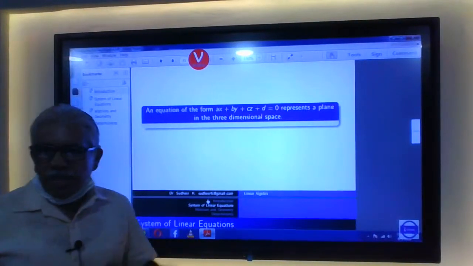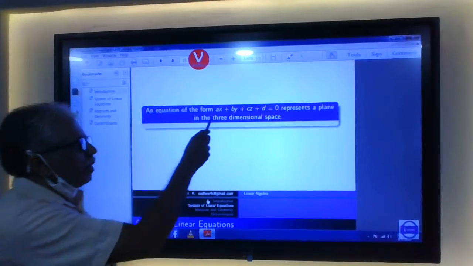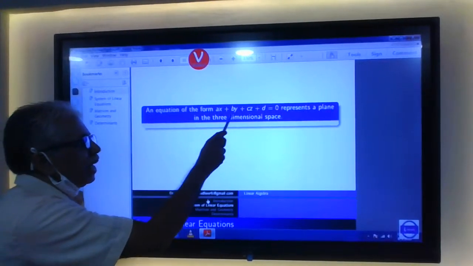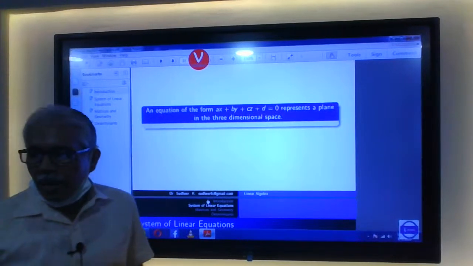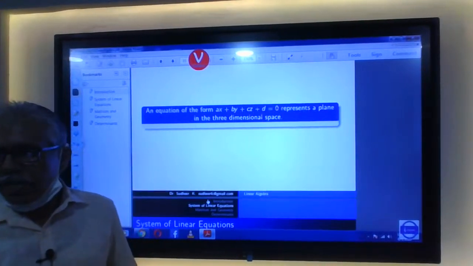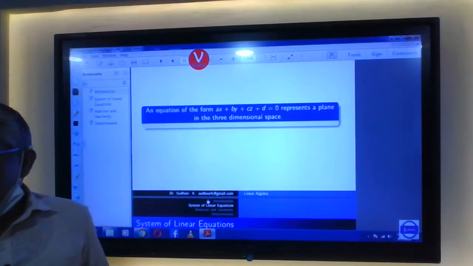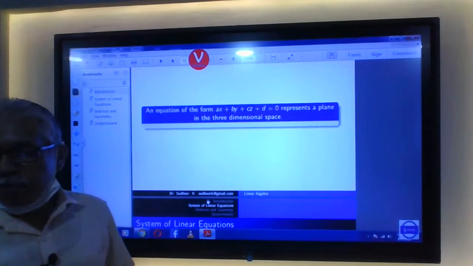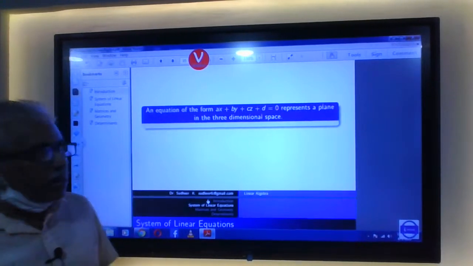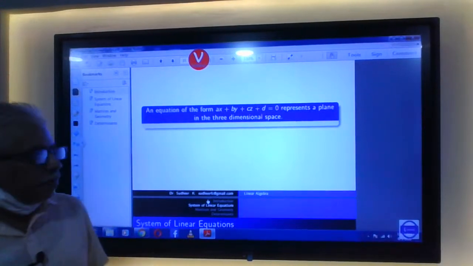Now, let us go to the three-dimensional case. An equation of this form, ax plus by plus cz plus d equals 0, in the three variables x, y, and z, geometrically represents a plane in the three-dimensional space. In the three-dimensional real space, this is representing a plane.